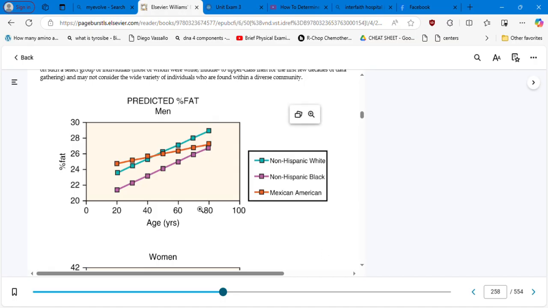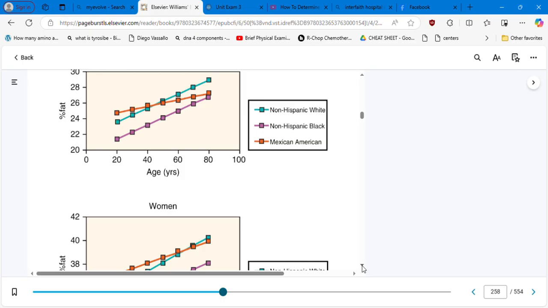So for example, let's check the one in purple. Here at the bottom, we have the age from 0 to 100, and we have the percentage of fat, the prediction, right, from 0 to 30. So at 20 years, they have somehow 21 percent of fat. So this individual at the age of 80 is going to have more or less 27 average percentage of fat. And you can analyze, this is for men.